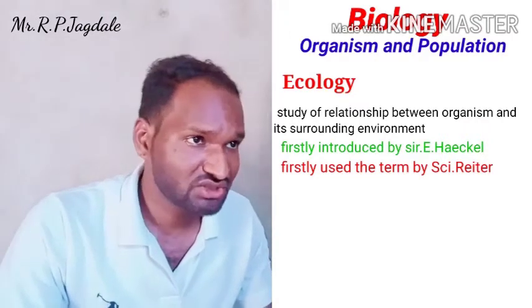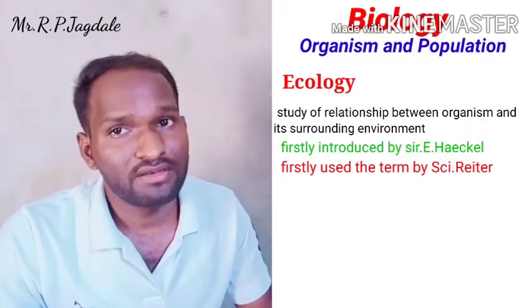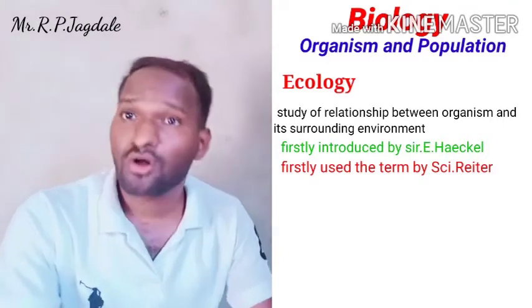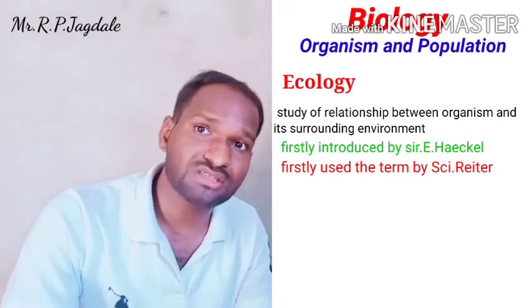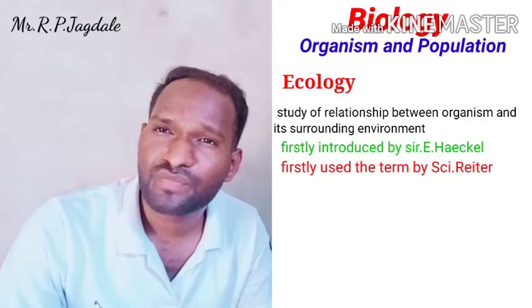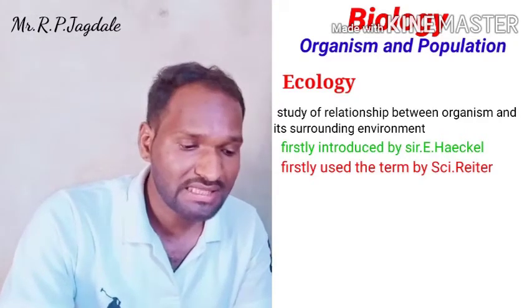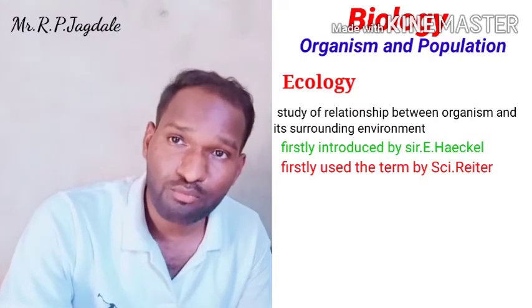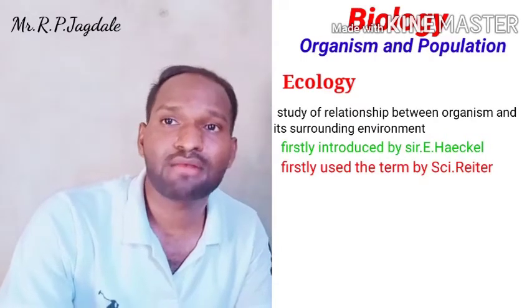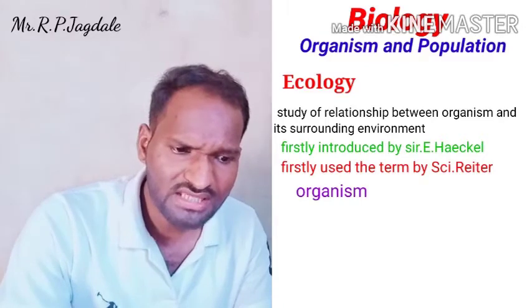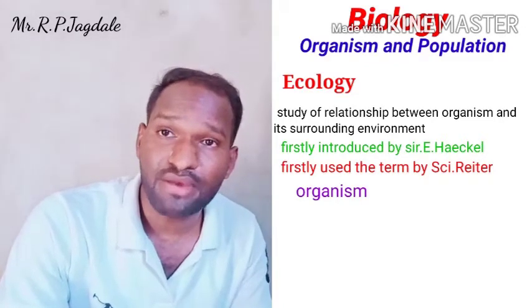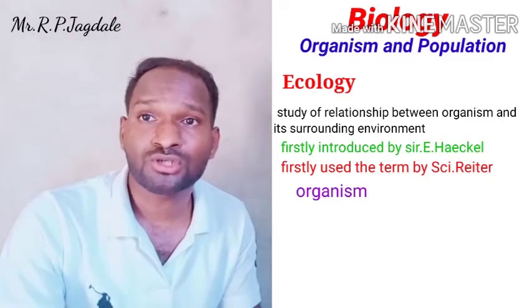When we are going to study ecology, there are some components which are very important. Majorly, there are four levels we are going to see: organism, population, community and biome. What is an organism? Organism is the basic unit of the ecological hierarchy.